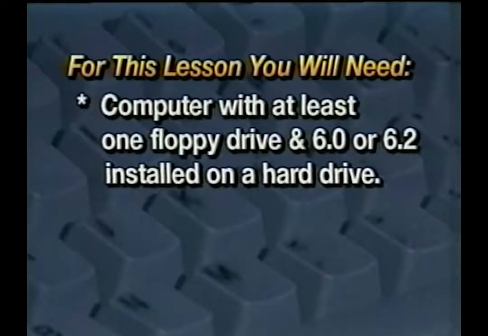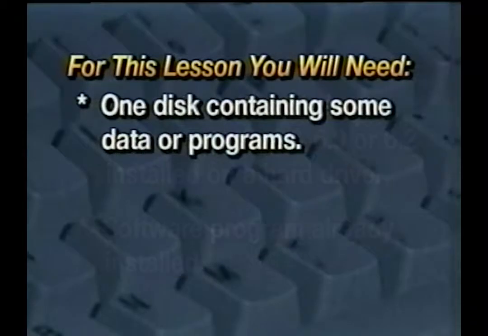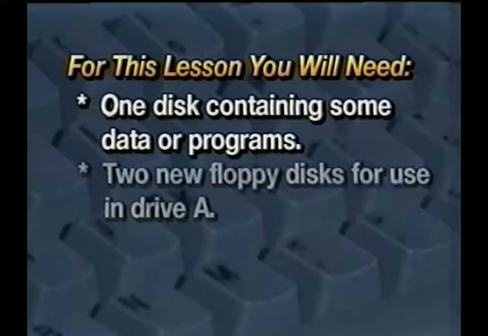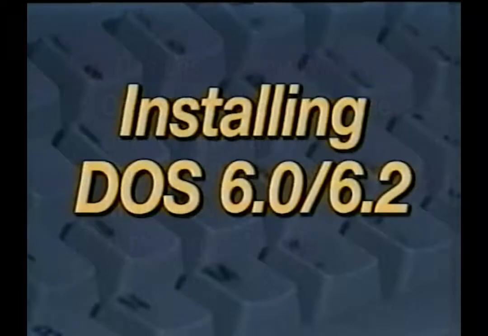For this lesson, I assume you have a computer with at least one floppy drive and 6.0 or 6.2 installed on a hard drive, and at least one software program like a word processor or spreadsheet program already installed. You'll need at least one disk containing some data or programs and 2 new floppy disks for use in Drive A. I also assume you have a mouse installed.